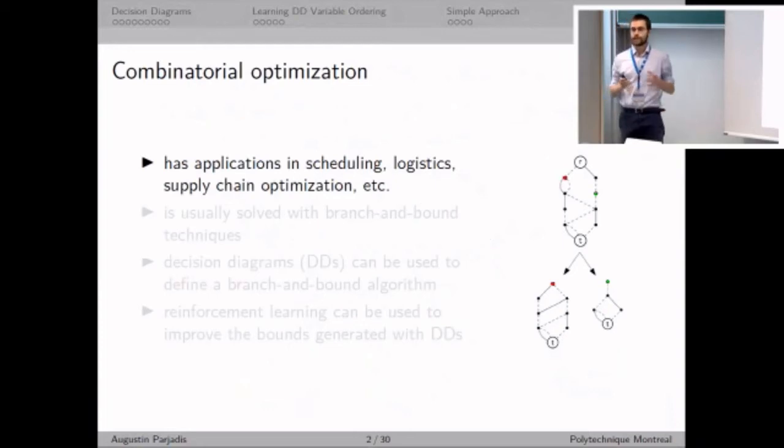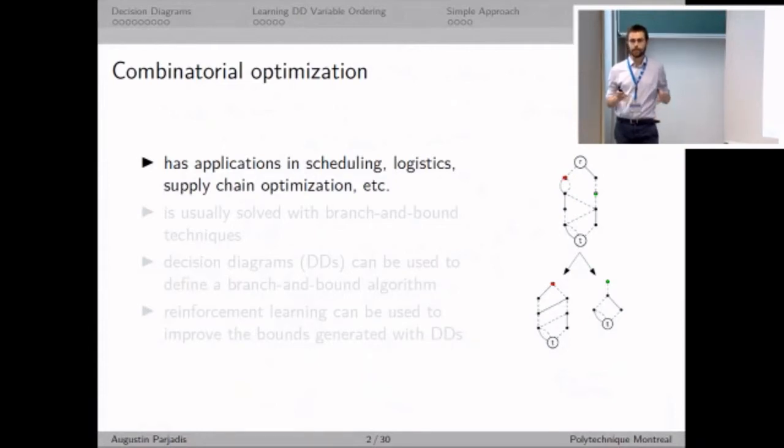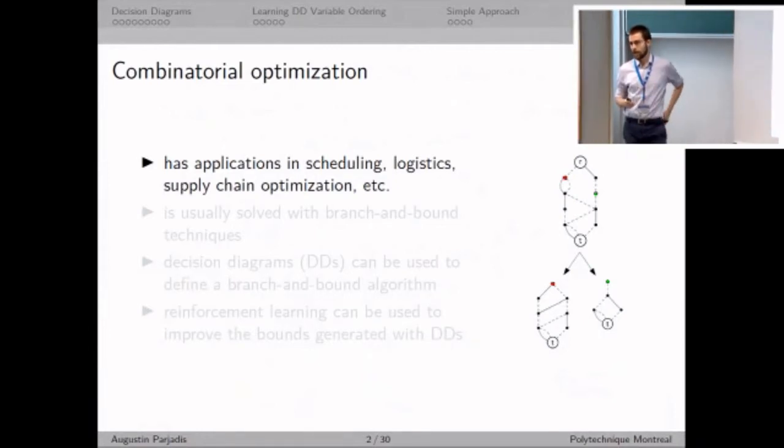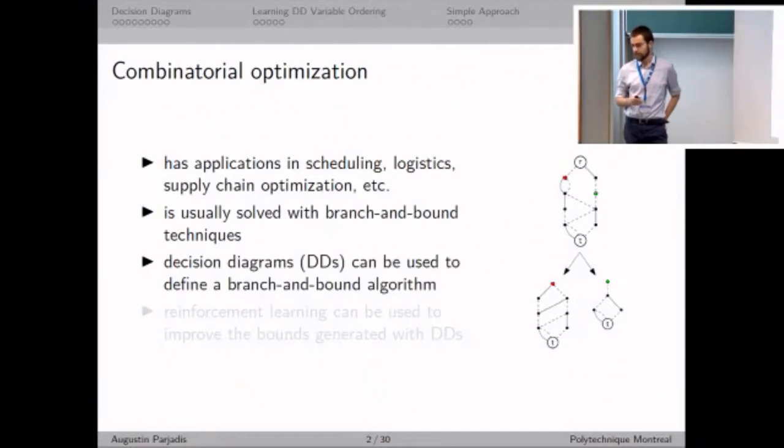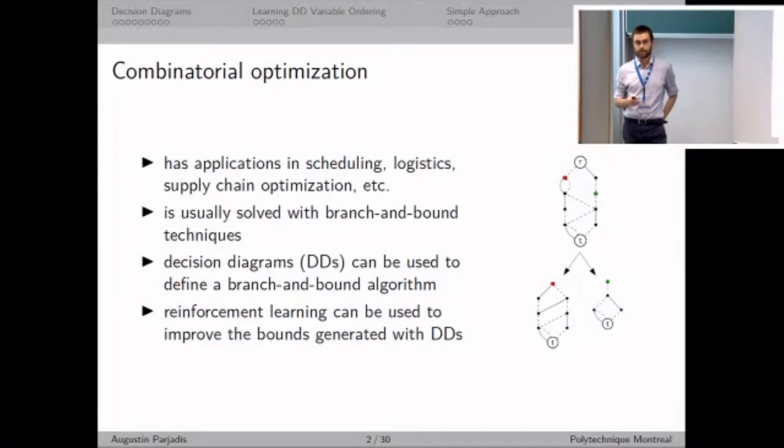Combinatorial optimization is a subfield of operations research that deals with problems that have discrete and bounded variables. Those problems are known to be hard to solve, but have a lot of practical and theoretical applications in scheduling, logistics, and such. They are usually solved with some kind of branch and bound techniques. We'll see today how decision diagrams can be used to obtain bounds on problems and to define a branch and bound algorithm, and then how reinforcement learning can be used to build more efficient decision diagrams for a more efficient search.